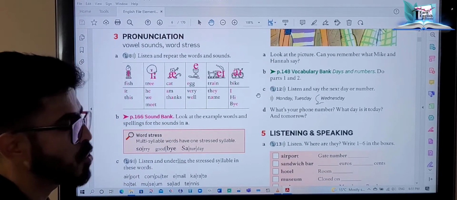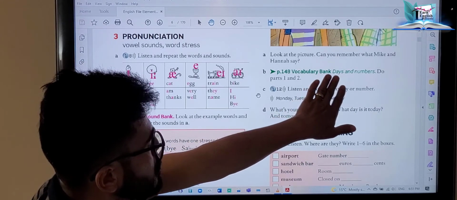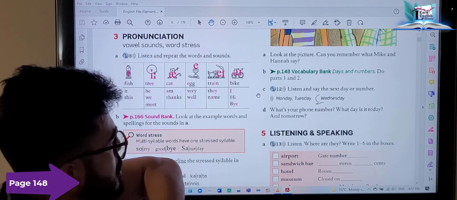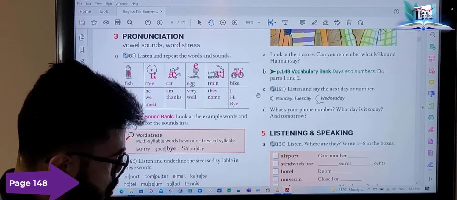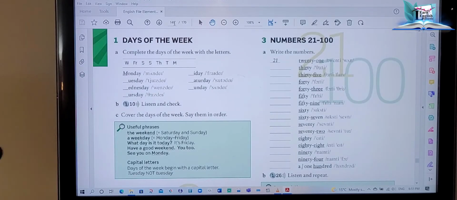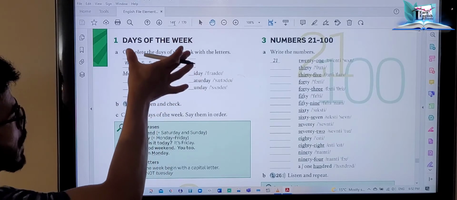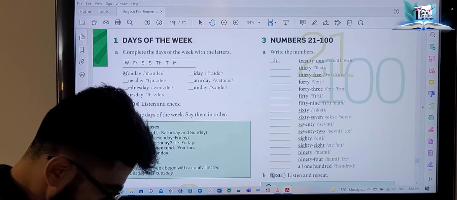Now everybody go to page 148. 148, okay? And we're going to start with the days and numbers. Right? So we're going to do parts 1 and 2. Let's go to page 148. Okay, guys. Now, complete the days of the week with the letters. Now, you see the letters here. So these are the letters. Now, we are going to complete the days of the week here. Okay? Let's do it.